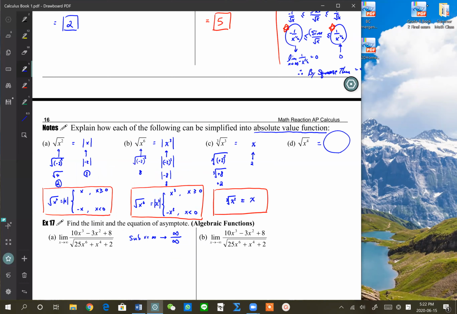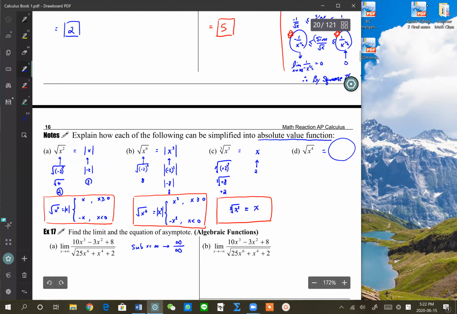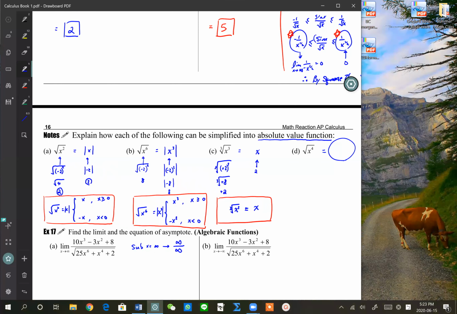Emily, do you have any question about C? I'm just writing down the notes. Give me a second. Okay, I'll let you finish writing the notes and then I can quickly go over, okay?